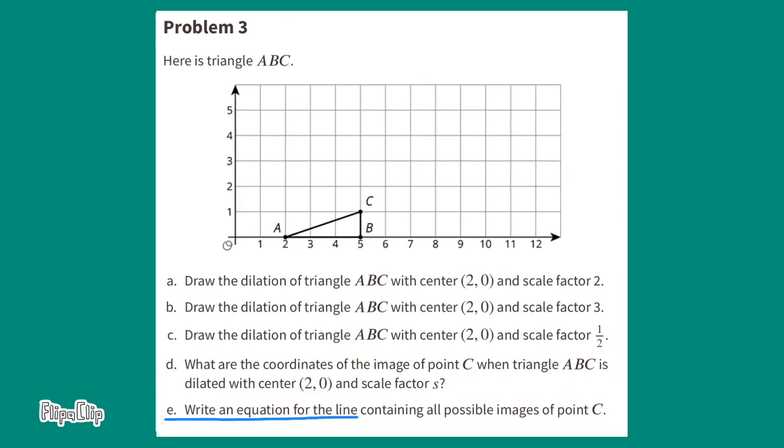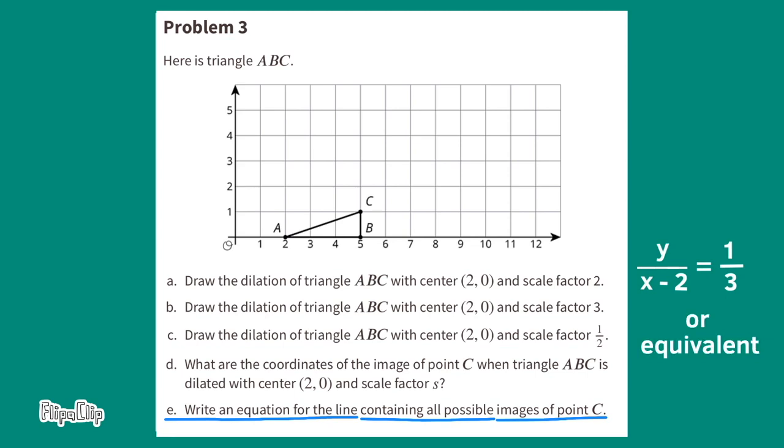E. Write an equation for the line containing all possible images of point C. y over x minus 2 equals 1/3, or equivalent.